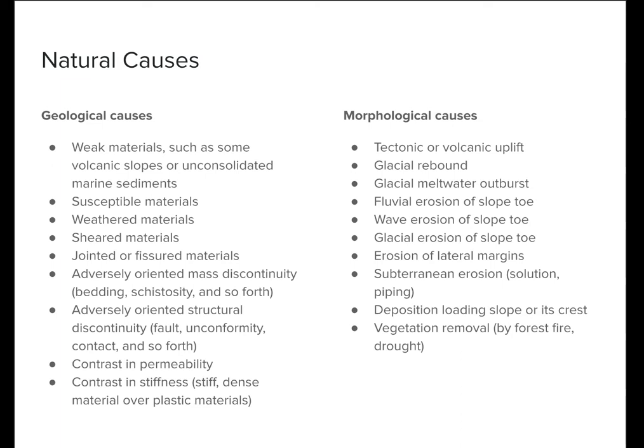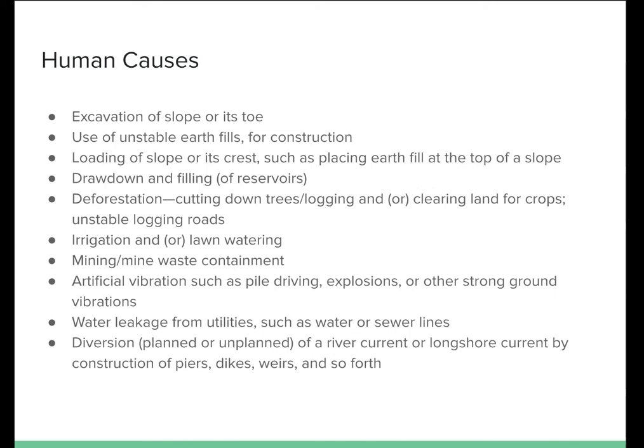Fluvial erosion, wave erosion, just water taking off the toe of a slope, or people taking off the toe of a slope, but that's not exactly natural. And vegetation removal, those are forest fires or droughts, although humans do it too, thanks to logging. So humans can excavate the slope. We do that a lot to put in roads. We can use unstable fill for construction, a bunch of loose materials that are prone to moving in the first place. We could put a whole lot of stuff at the very top of a slope, like you want a nice view, so you put your house up there.